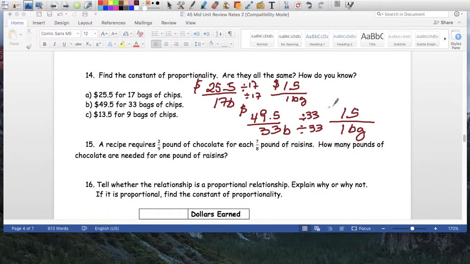Esto y esto se va, ¿no? Entonces me sale 1 pound of raisin. Y aquí 2 times 8 is 16, 9 times 7 is 63 pounds, libras of chocolate. Entonces con una libra de raisin, una libra de uva seca, necesito 16/63 pounds of chocolate.